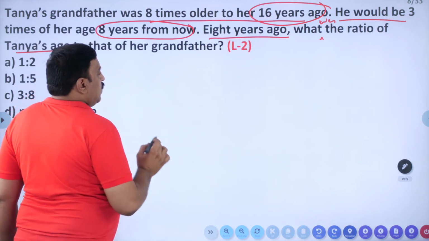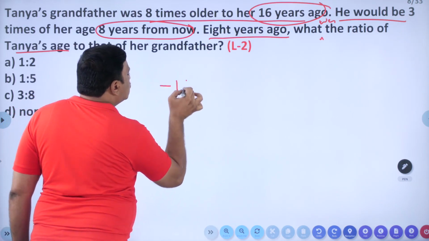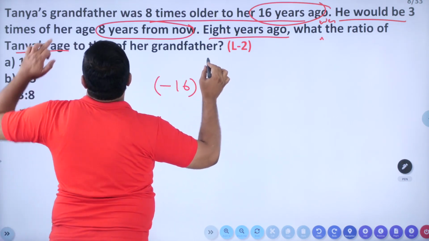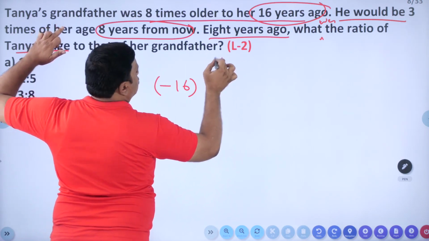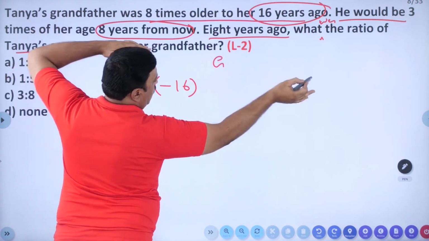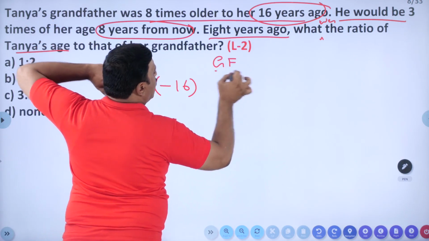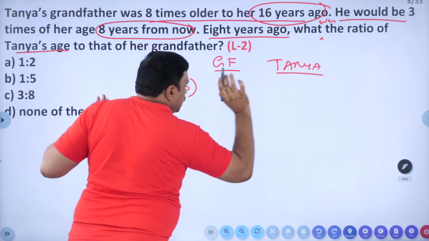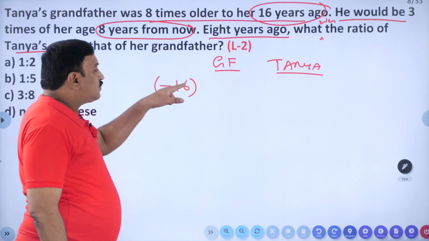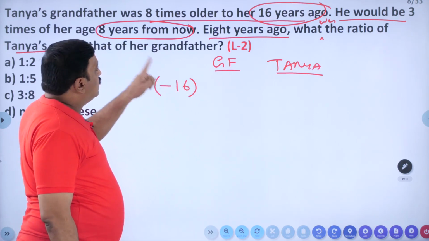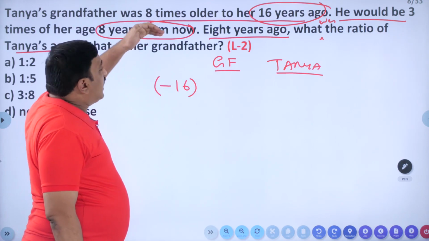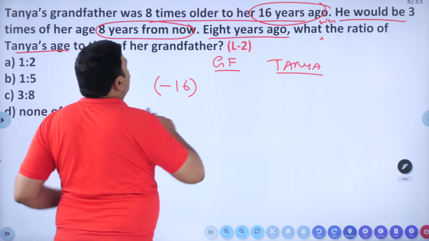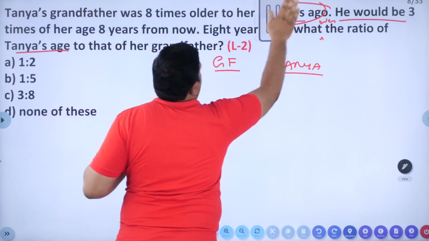Let it be 16 years ago. Tanya and grandfather. I will write grandfather first because grandfather is compared to Tanya. Grandfather and Tanya. See, listen carefully. 16 years ago, grandfather was 8 times older to her. This 8 times older to her is 1.